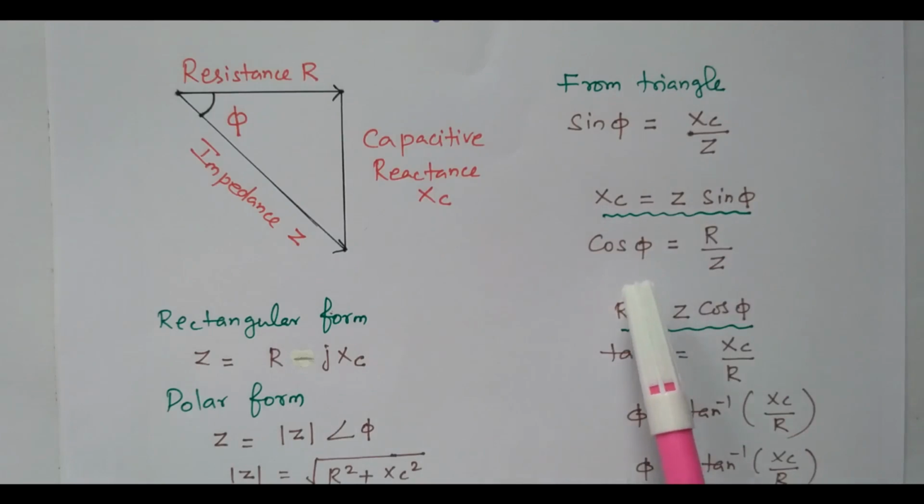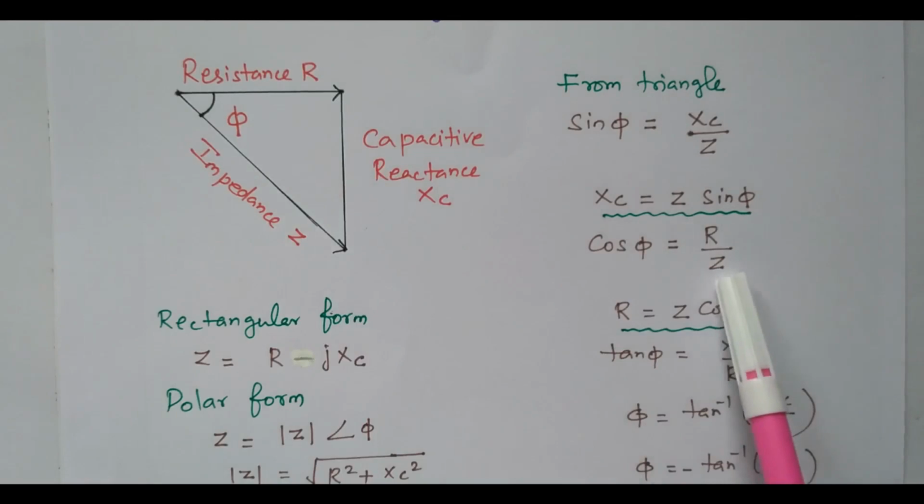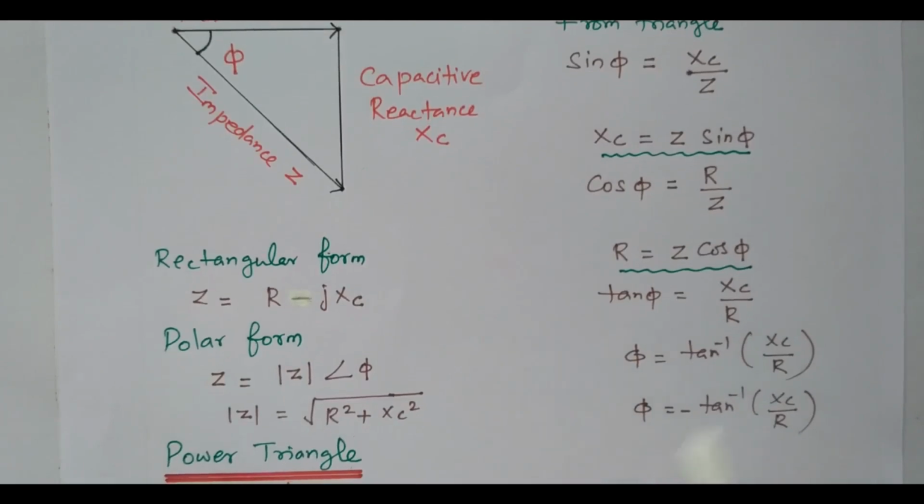Similarly, find the value of cos pi: adjacent side by hypotenuse, R by Z. Cross multiplying, R equal to Z cos pi. Similarly, find tan pi: opposite side by adjacent side, Xc divided by R. So pi equal to tan inverse of Xc by R. Pi equal to minus tan inverse of Xc by R because it is lagging. So from this the pi can be calculated. So impedance is given in rectangular form as well as polar form. This is the polar form.